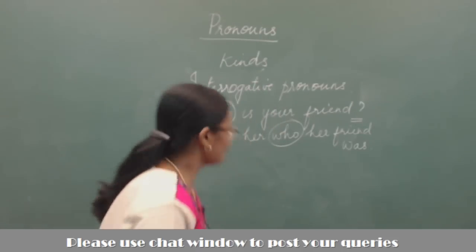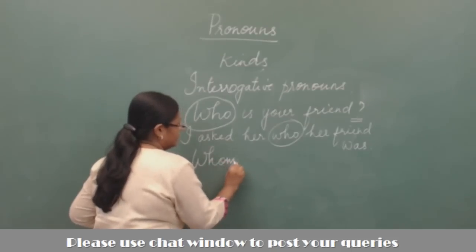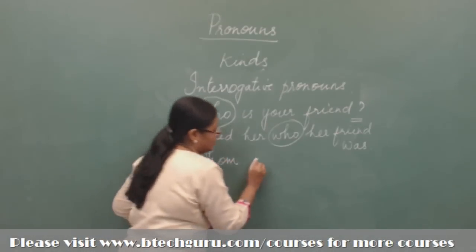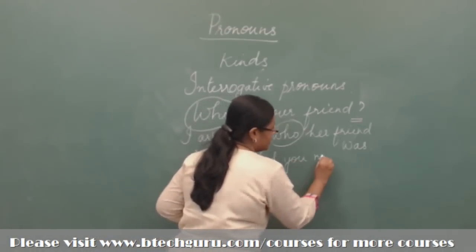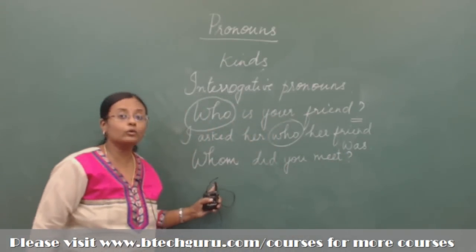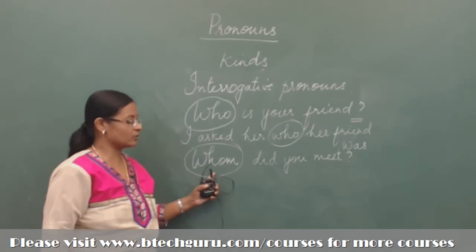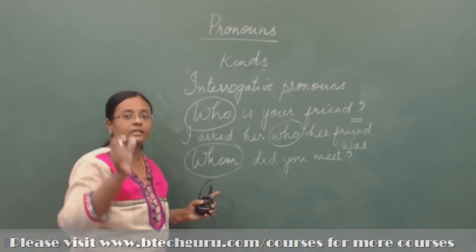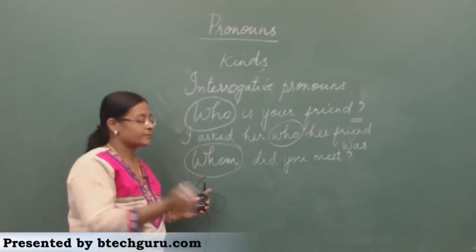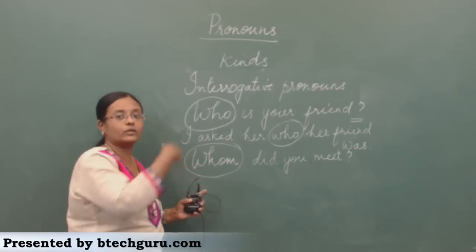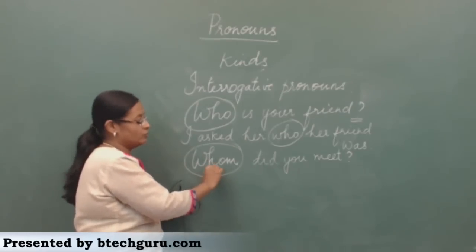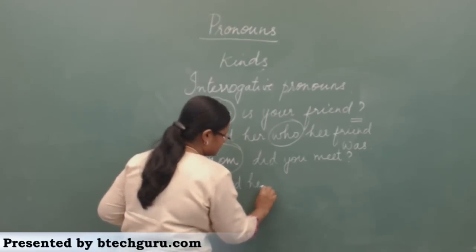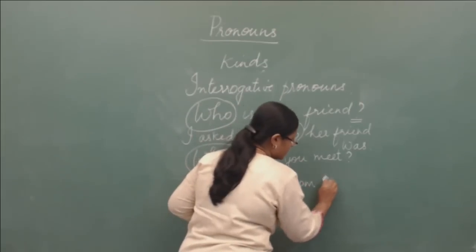And then, whom? Again, an interrogative pronoun, who is used in the subject position, whom in the object position. Whom did you meet? It is not who did you meet. Because if you answer this question, it would be like, I met him, I met her. Now you know very well that him and her are not used in the subject position. They are used only in the object position. So it is whom here. Whom did you meet? Or if it is an indirect question, I asked her whom she had met.